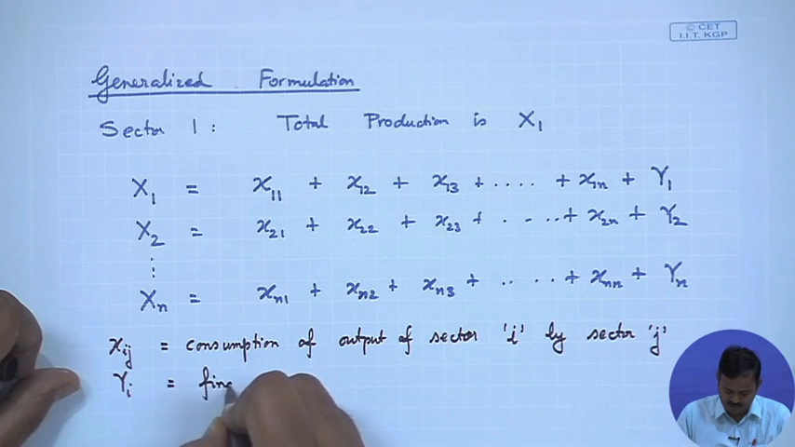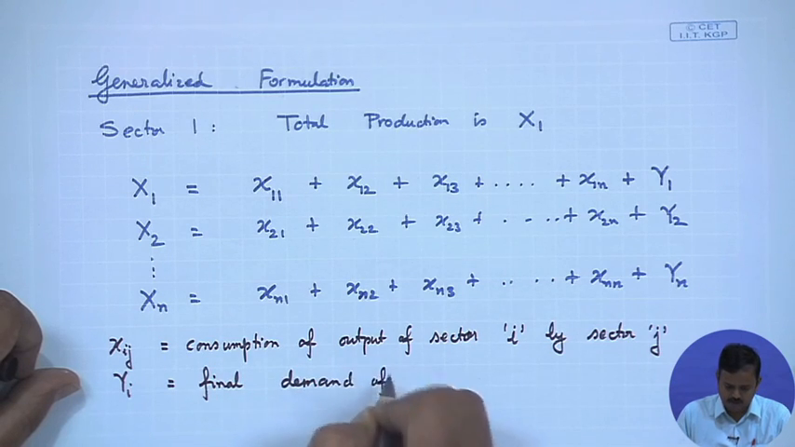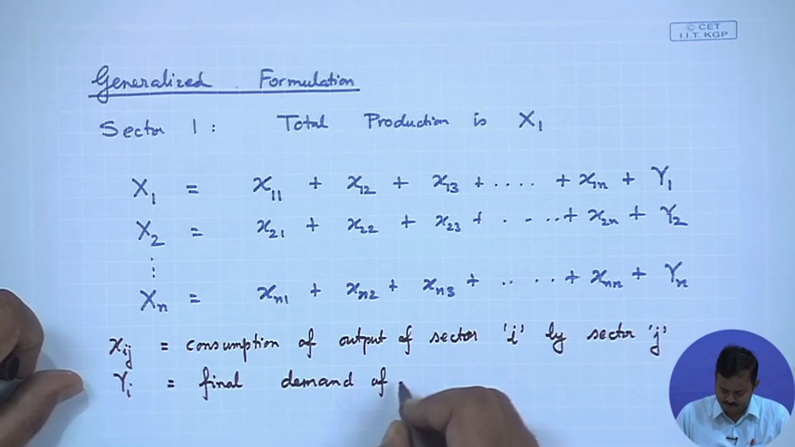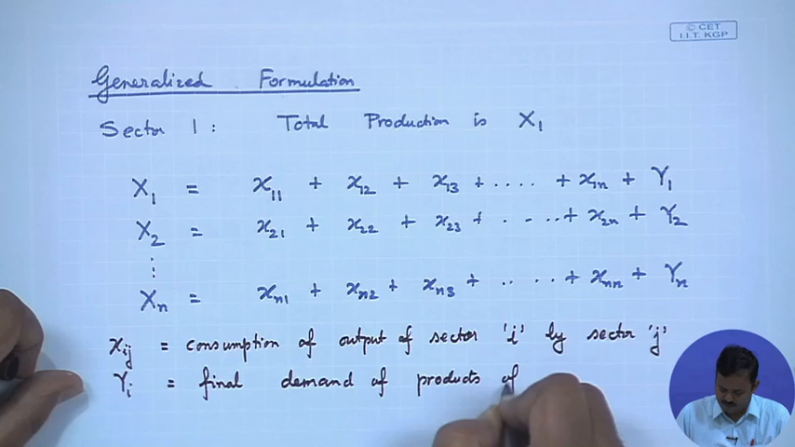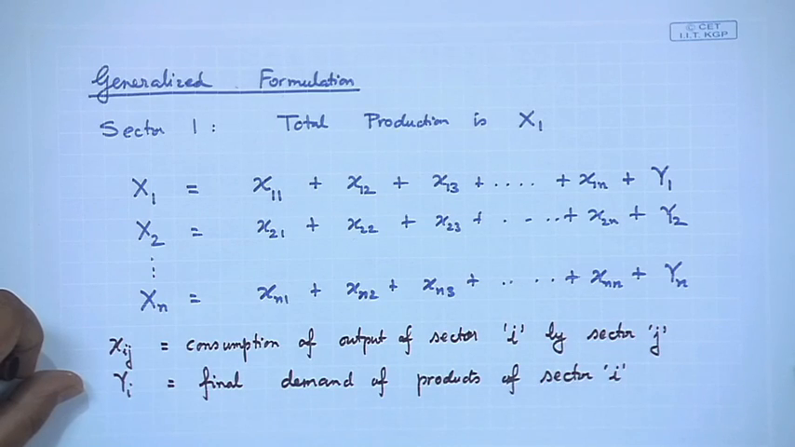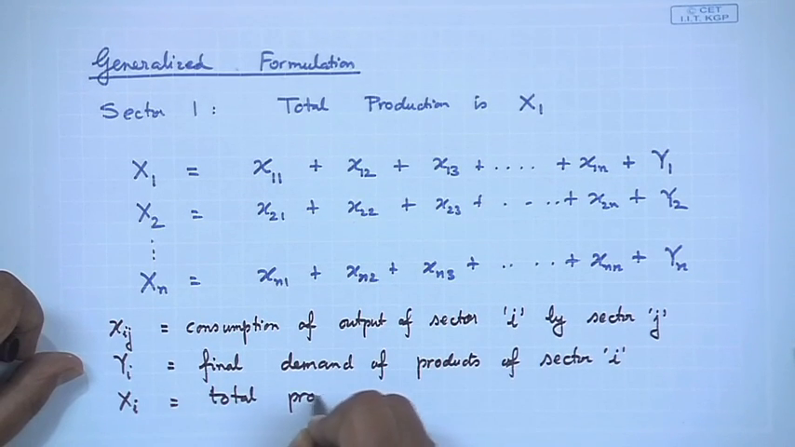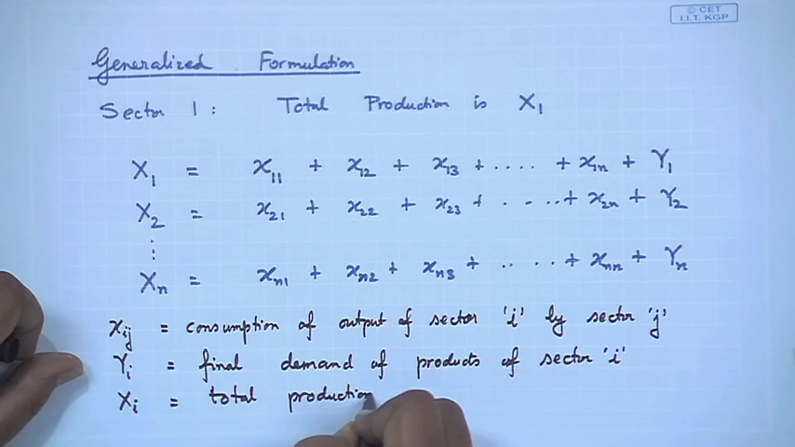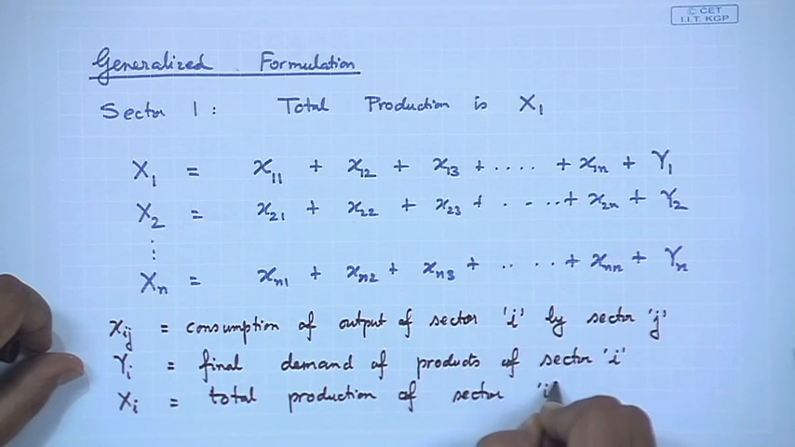What is Yi? Final demand of products of sector i. And what is Xi, which we know? Total production of sector i.